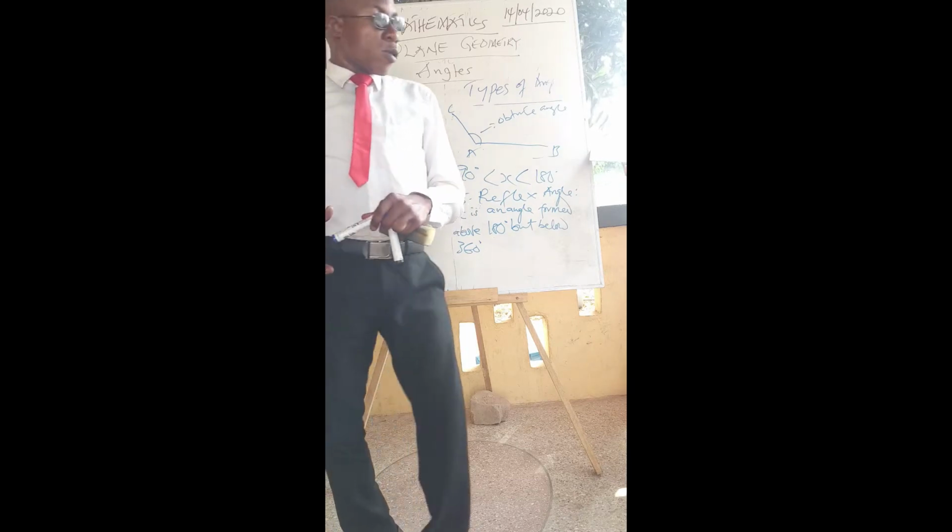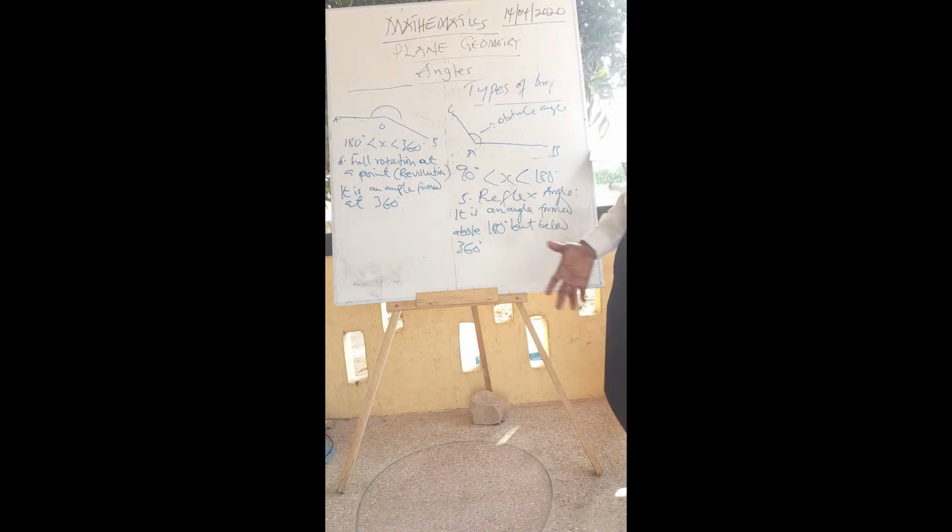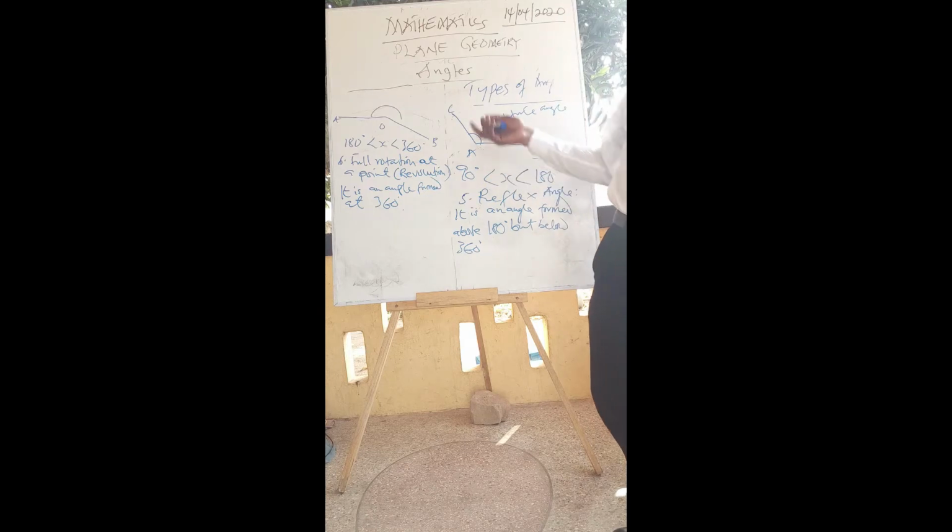Now let's look at the other ones. We also have other ones. Apart from these six, we have the other kinds or types of angles. So we're looking at them.